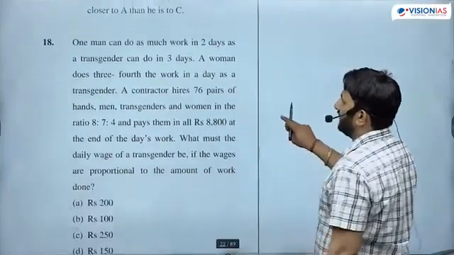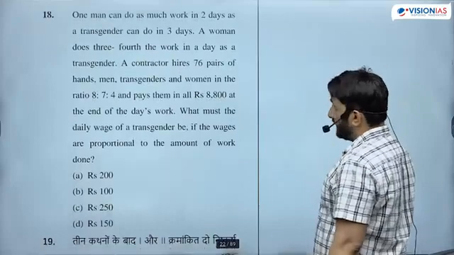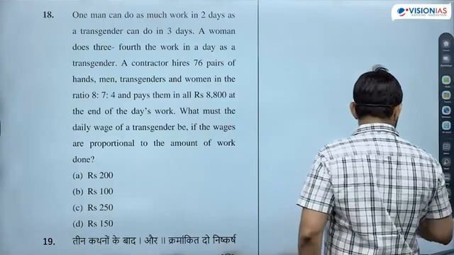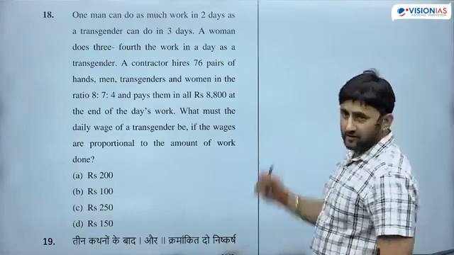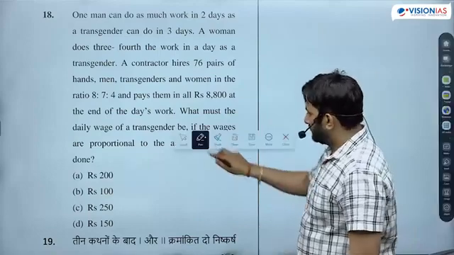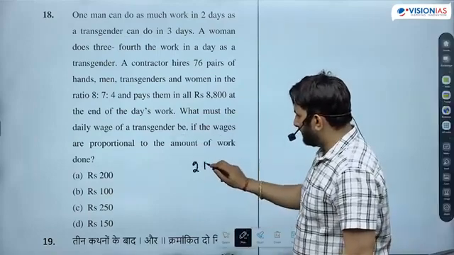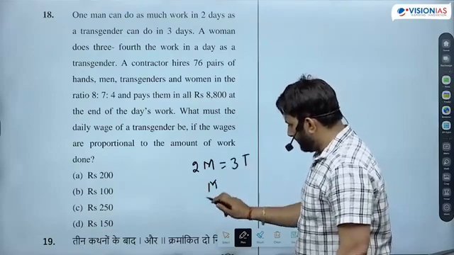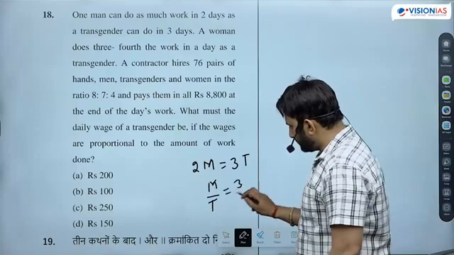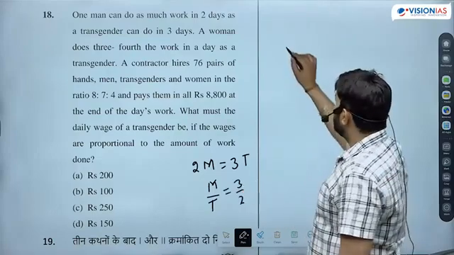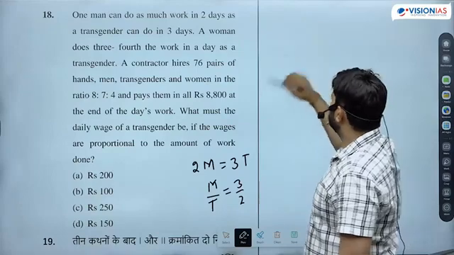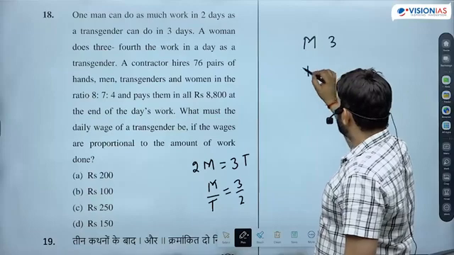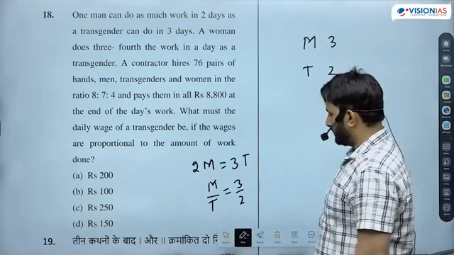One man can do as much work in 2 days as a transgender can do in 3 days. So who is more efficient here? Man is more efficient. 2 days work of a man is same as 3 days work of a transgender. So efficiency of man and transgender will be 3/2. So it means if a man is doing 3 units of work, then a transgender can do 2 units of work.